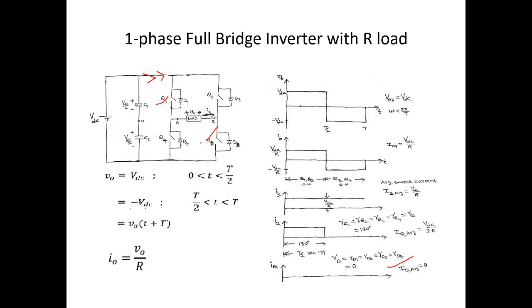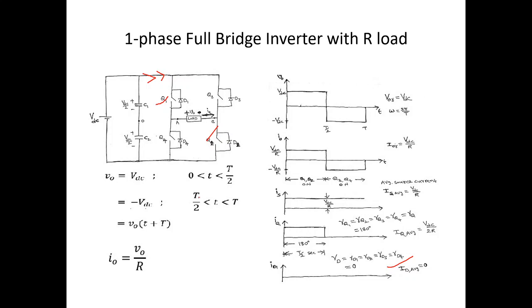So the source current is always positive, so the average value of the source current is the same as VDC by R. You can see that I0 is VDC by R for the positive half cycle, and for the negative half cycle it is minus VDC by R. So coming to the source side, it is VDC by R, and each switch is going to conduct for only one half cycle, a complete half cycle.